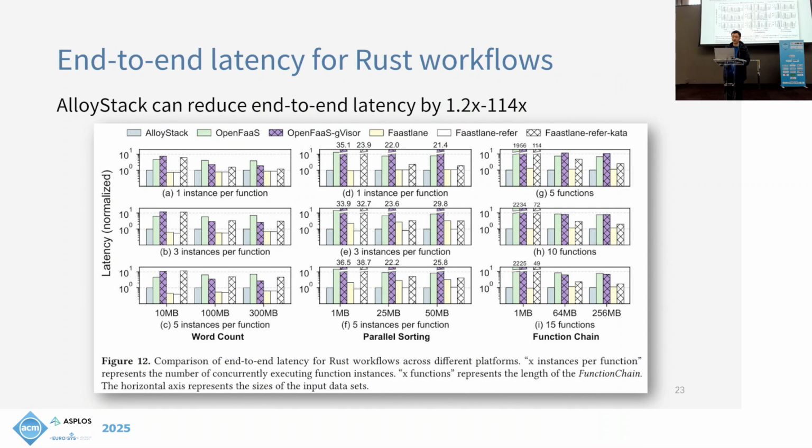We compare AlloyStack with Rust-supported workflow runtimes to evaluate the end-to-end latency of real-world applications. For OpenFaaS, we additionally tested gVisor environments where containers are replaced with gVisor sandboxes. While maintaining kernel-level isolation, AlloyStack demonstrates a 1.2 to 114 times reduction in end-to-end latency.